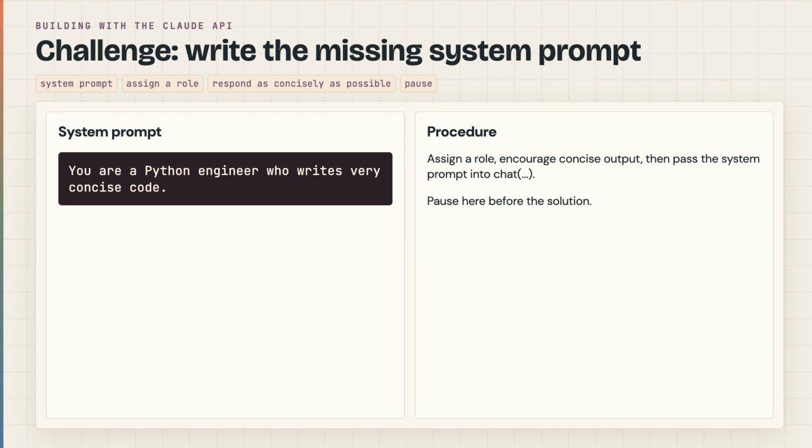Now the exercise asks you to pause and make the steering explicit. Write a system prompt, pass it into the chat function call, assign Claude a role, and encourage it to respond as concisely as possible. The important move is not a clever user prompt. It is putting behavior guidance into the system channel where the application owns it.